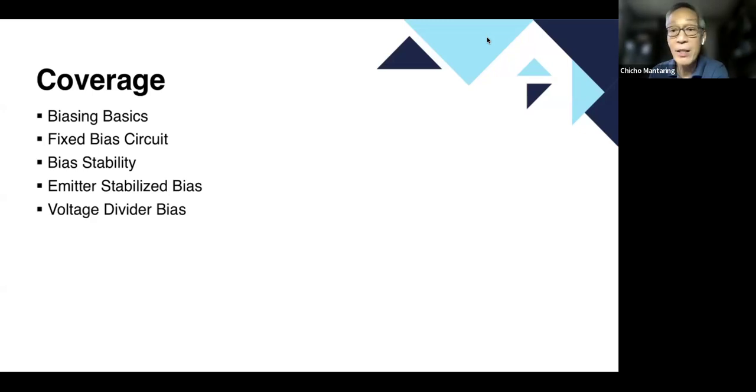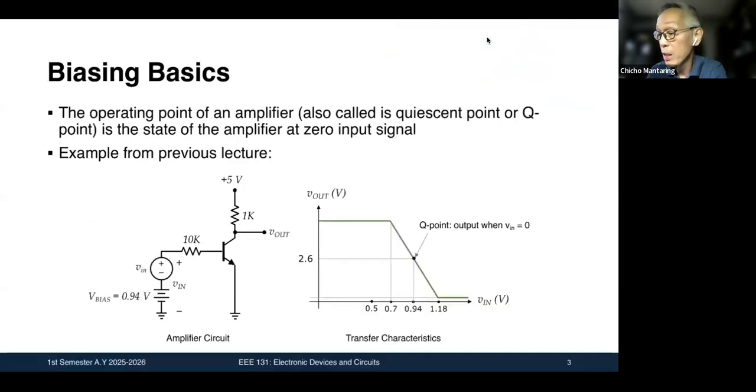So the first biasing scheme that we're going to take up is what we call the fixed bias circuit. And then I'm going to introduce bias stability, and then we will stop there, and continue next time. So I don't think we're going to go all the way to 4 o'clock today.